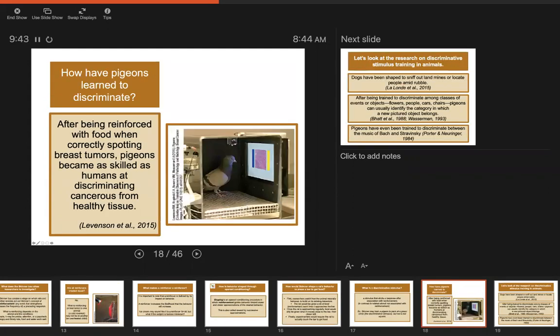So how have pigeons learned to discriminate? After being reinforced with food when correctly spotting breast tumors, pigeons became as skilled as humans at discriminating cancerous from healthy tissue. That was a study done in 2015. So there's a lot of amazing things you can do with these behavioral principles, especially in terms of animal training.